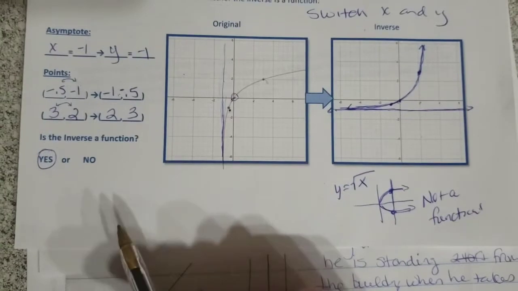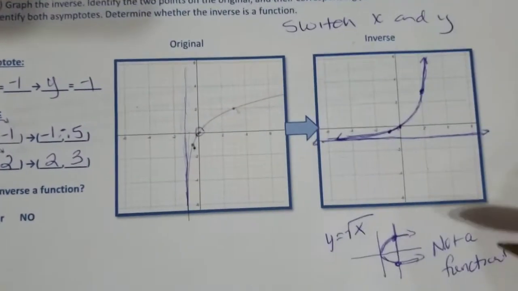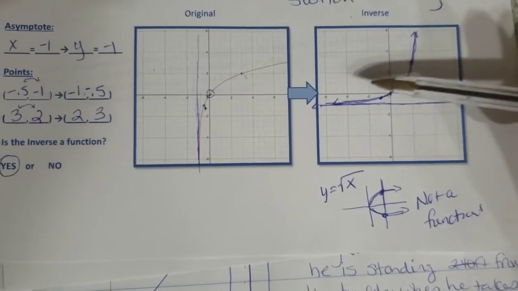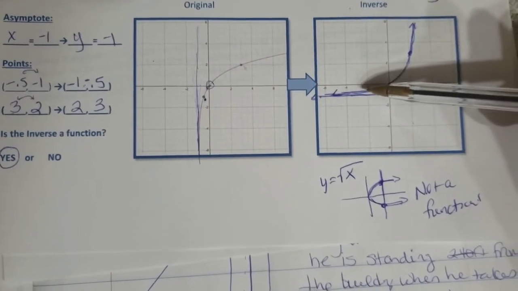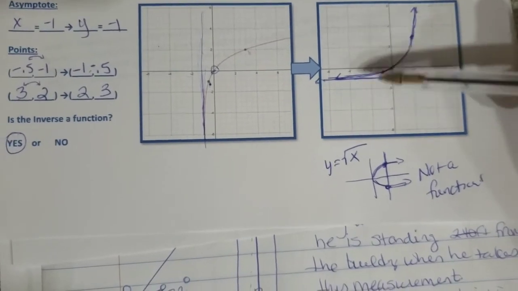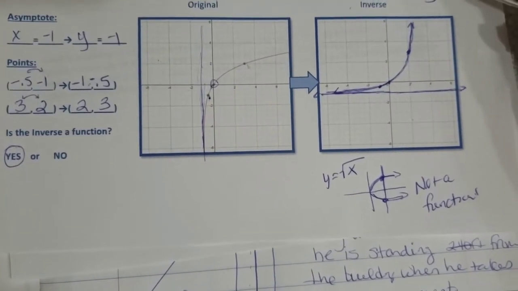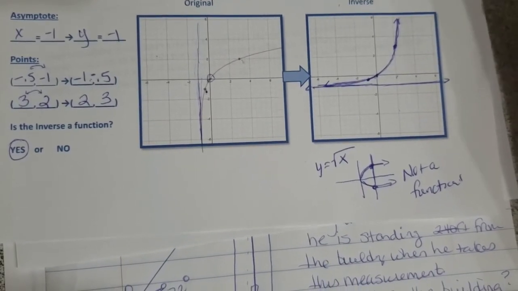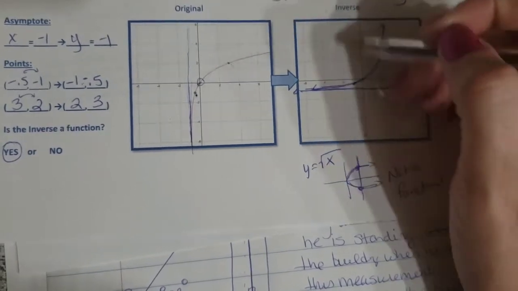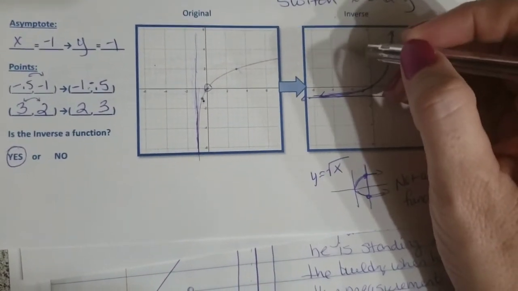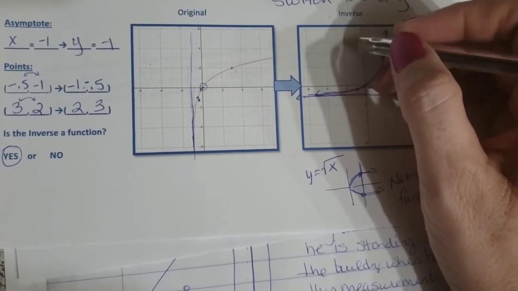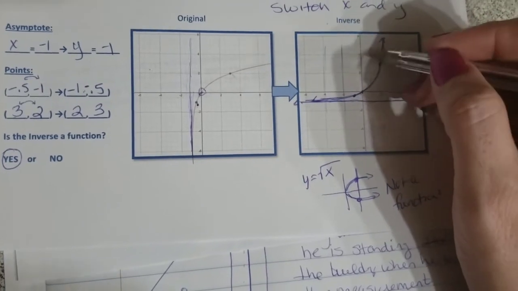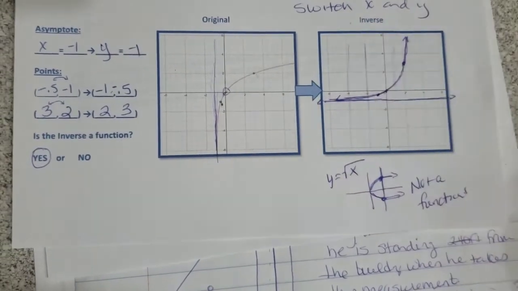And then to answer the question, is the inverse a function? We have to remember what a function is. A function is any equation that for each input, you only get one output. Now you can repeat outputs or repeat inputs, but what happens with the graph of a function is that if you were to draw vertical lines through this function, each line would only touch the function in one place.